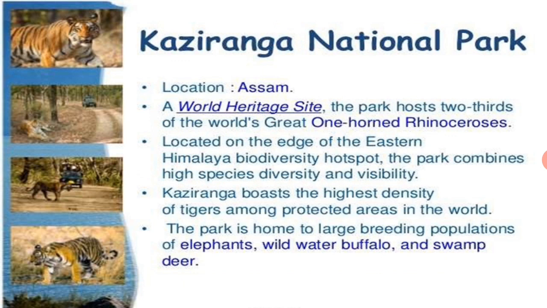Kaziranga National Park, location in Assam, is a World Heritage Site. The park hosts two-thirds of the world's great one-horned rhinoceros, called Ekshringi Gendo, located on the edge of the Eastern Himalaya Biodiversity Hotspot. The park combines high species diversity and visibility also. Kaziranga boasts the highest density of tiger among protected areas in the world.